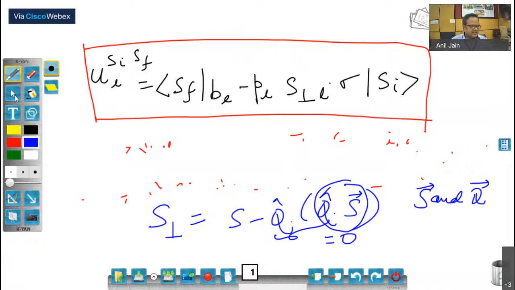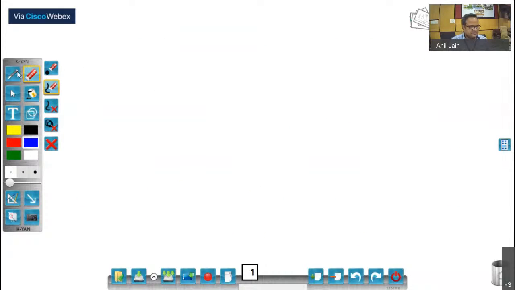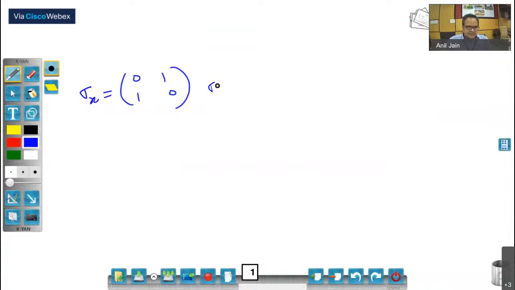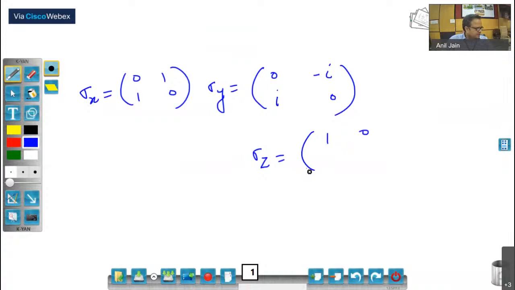And sigma here are the Pauli spin matrices. So I can write them as: sigma x is 0, 1, 1, 0. Sigma y is 0, minus i, i, 0, and sigma z is 1, 0, 0, minus 1.